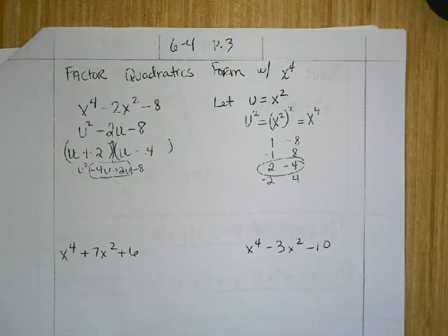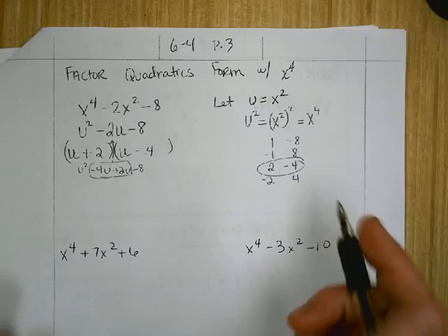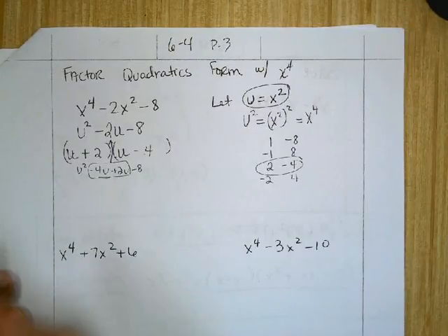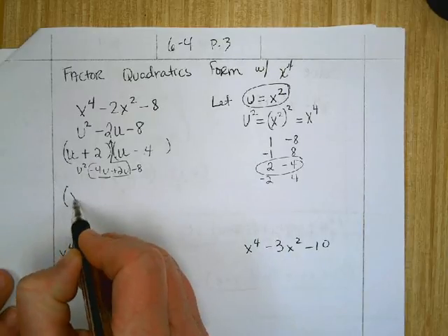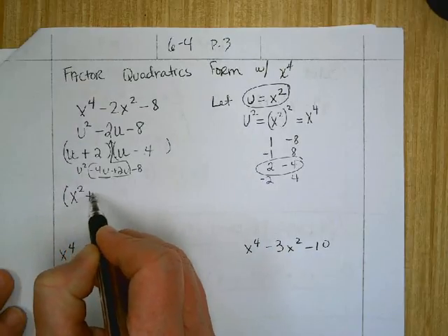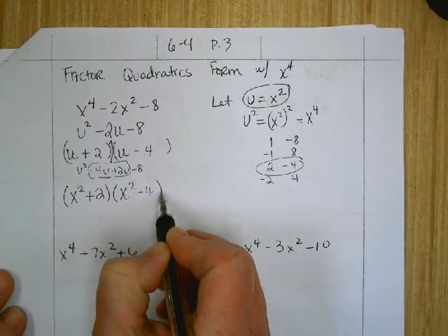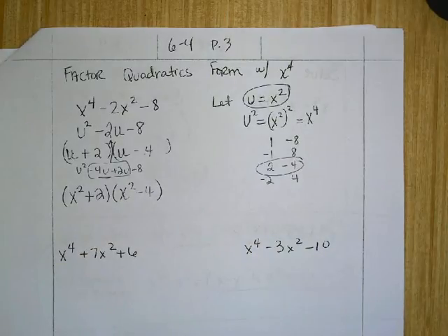So we factored that. Now I want you to go back and replace u with its value. What did we decide that u was equal to at the very beginning? X squared. So this really says x squared plus 2 times x squared minus 4. Can you factor this any further?